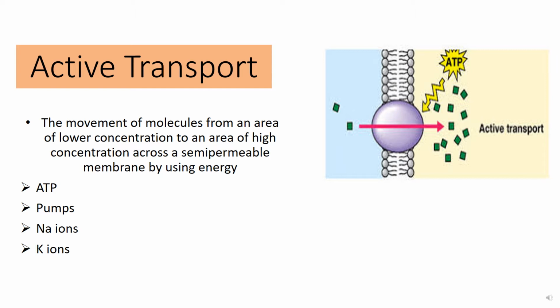So, the active transport. You know very well that in active transport we need energy, and the type of energy which is used by the cell is chemical energy, known as ATP, meaning adenosine triphosphate. It is the movement of molecules from an area of lower concentration to an area of higher concentration across the semi-permeable membrane by using energy.